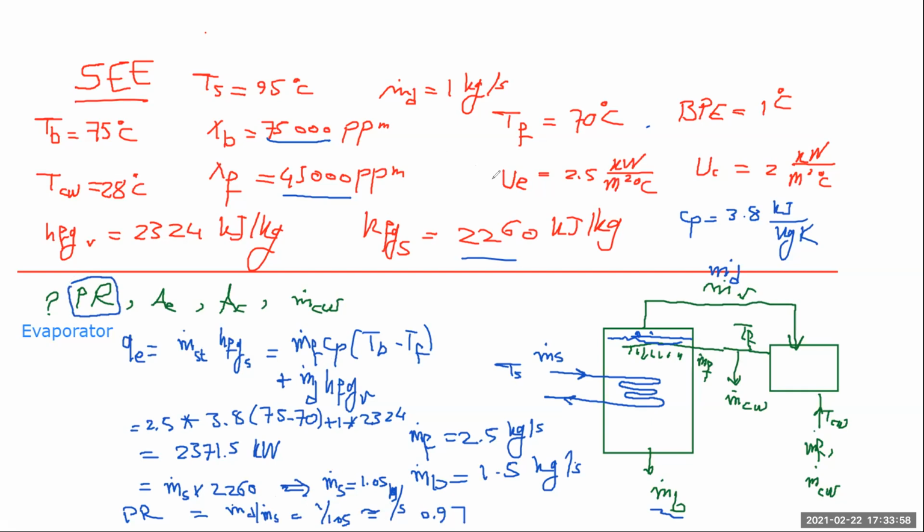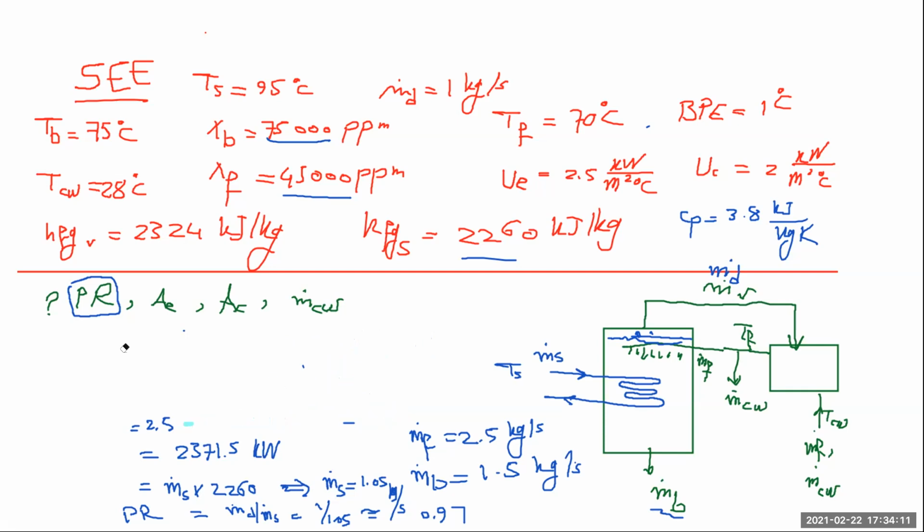We're still in the analysis of the evaporator, and what I'm going to do is continue with the energy balance, but we need to involve the area. We are interested in the area. This is QE, by the way. So I'm going to keep this value, QE, that is 2371.5 kilowatt, which is equal to the overall heat transfer coefficient in the evaporator, times the area of the evaporator, times delta T.